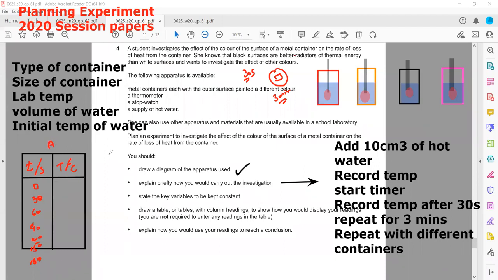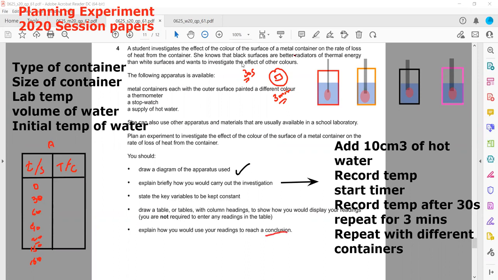Then there will be a similar table for container B. A similar table is there for container C. So you can make tables for containers A, B, C, or 1, 2, 3. Two tables are enough. Then, how will we use our readings to reach a conclusion?